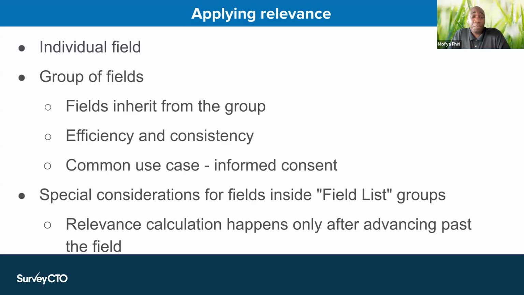Okay. When you're working with fields that are on the same screen, we referred to these earlier as field lists, where the questions are all on the same screen, then you need to be very careful about how you apply relevance. Relevance in that case can only be calculated once you've moved past those fields. If one of the fields' relevance on that screen depends on another that's on the same screen, you could easily miss out on that relationship and the logic behind it.